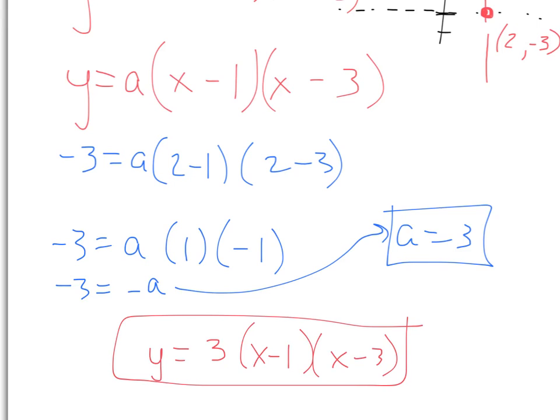And what you'll see again is that your vertex is at 2, -3, and that the roots are here and here. And you should see a graph opening up that looks something like this. Maybe a little bit more curved than my ugly graph there. Okay? Does that make sense what we did to start this lesson off?